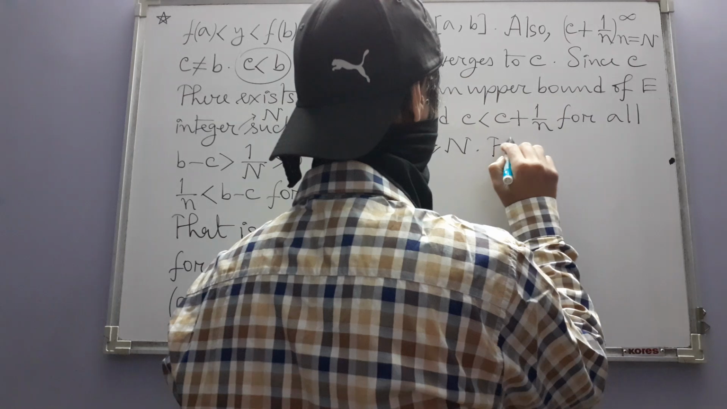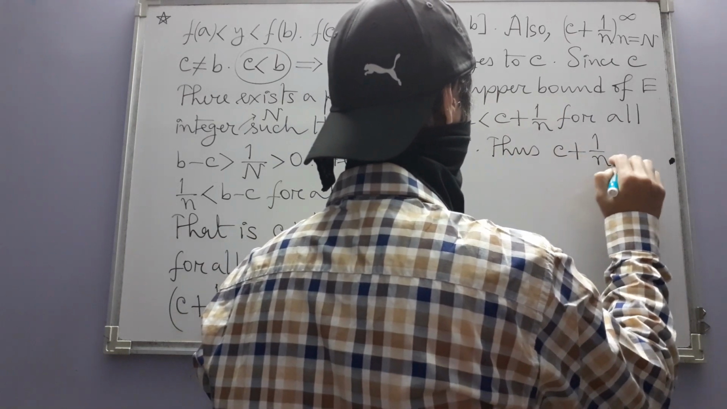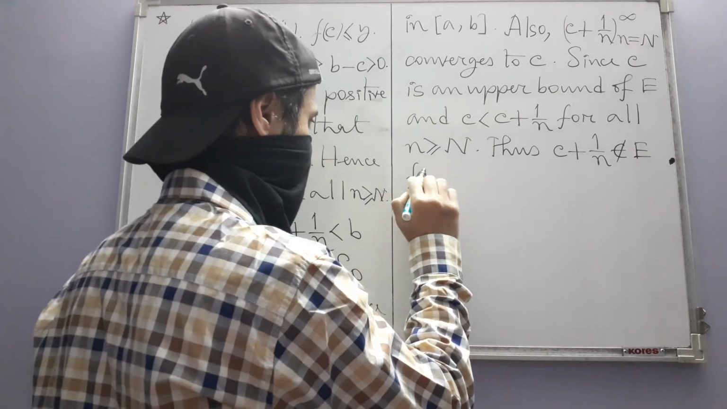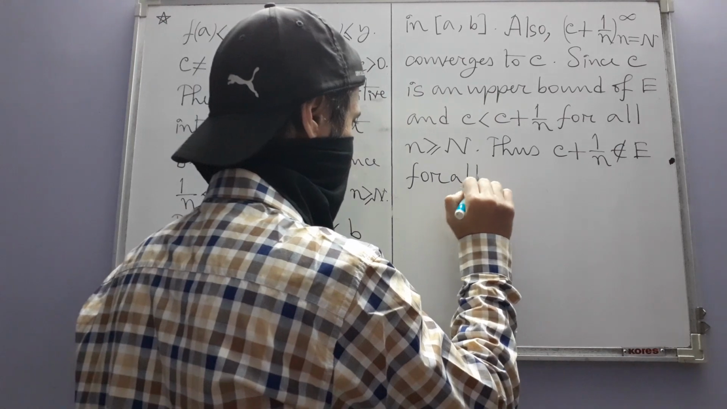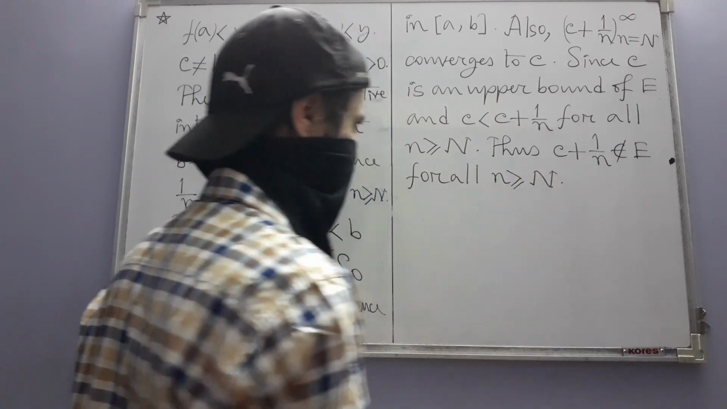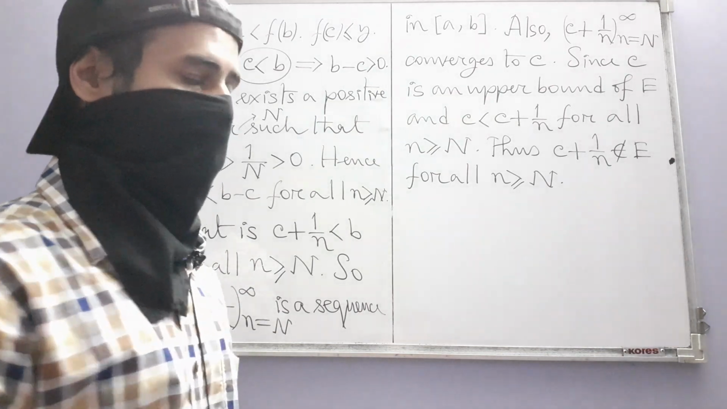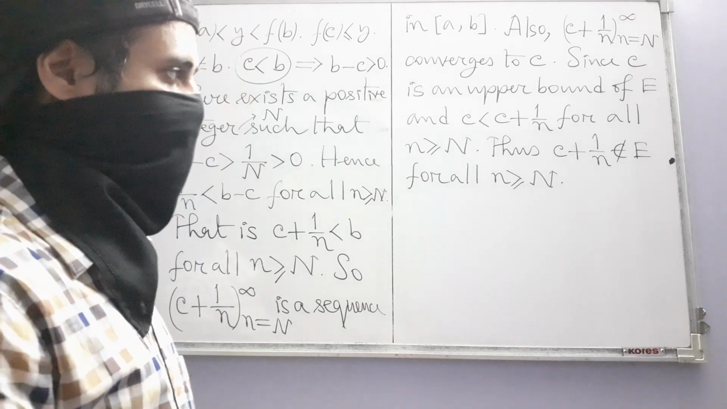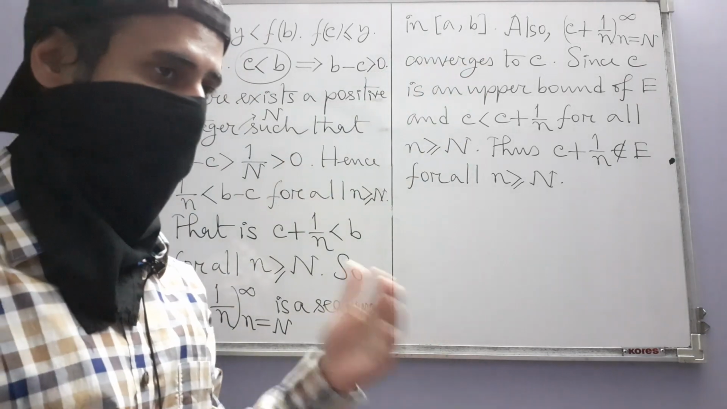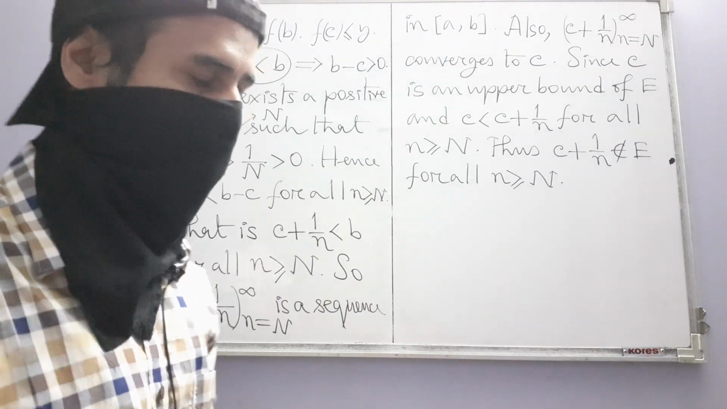Thus, c + 1/n is not in E for all n greater than or equal to n. However, what are the elements that are in E? They are real numbers in this interval whose f images are strictly less than y by the definition of E.